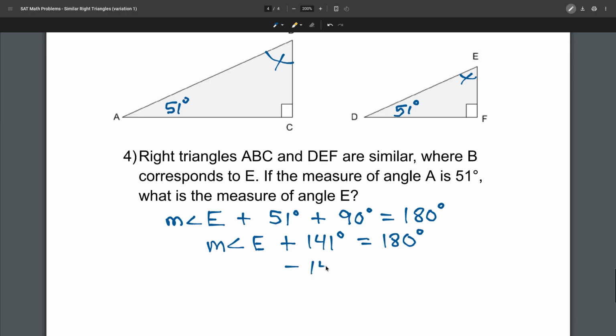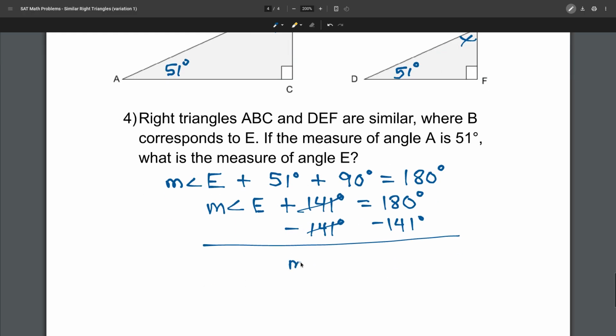Subtract 141 degrees from both sides. And we get the measure of angle E equals 39 degrees. Okay, so that's the solution for the last one.